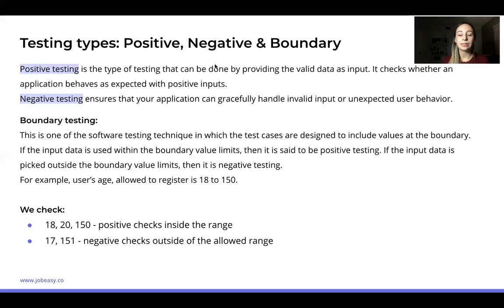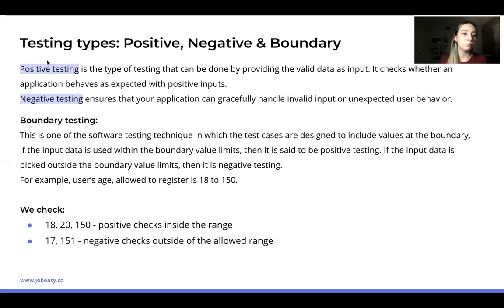Positive testing is a type of testing that we do by basically providing valid data inputs, and we verify that our app behaves as expected with these positive inputs. Negative testing basically tries to verify the cases that mimic unexpected user behavior or invalid inputs. And it tries to make sure that our app can handle these cases nicely and nothing's going to break.